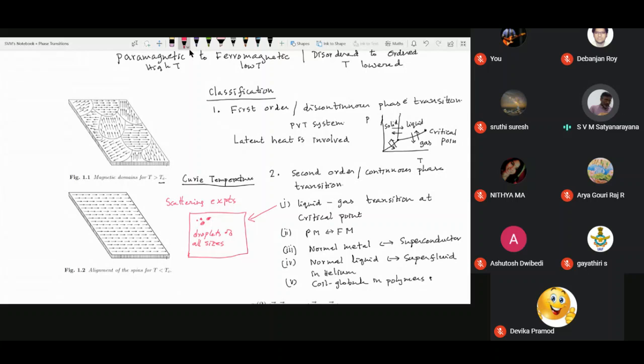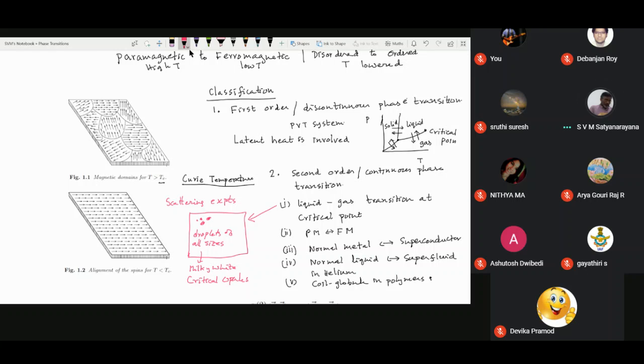So when you are sending in light, there will be some kind of reflection of light of all wavelengths, and you get a milky white scattering that you see. This is what we call critical opalescence.